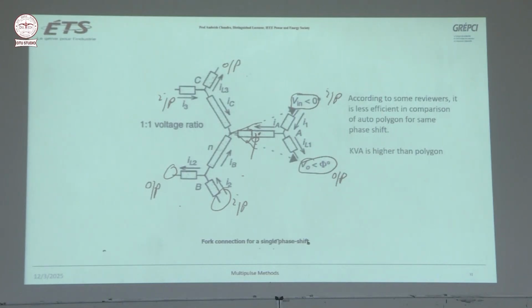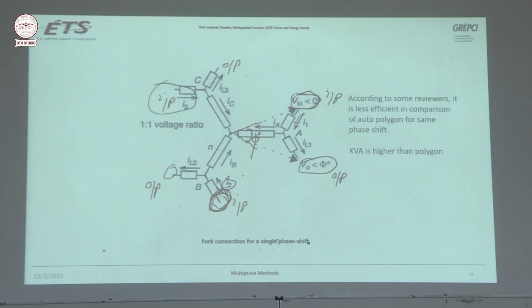Another type of transformer is fork connection. This is a fork connection. This is auto fork connection. So you have the input here, you have input 1, this is I2, this is I1, this is input 1, 2 and 3, I3.